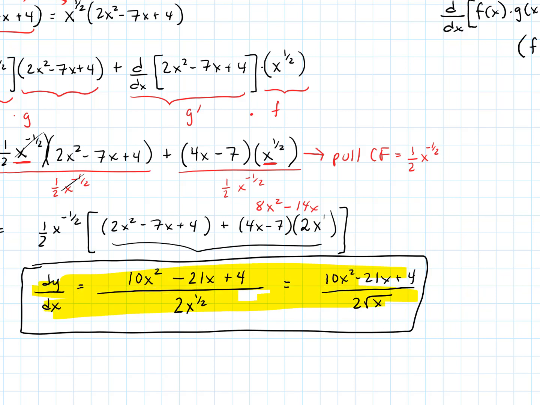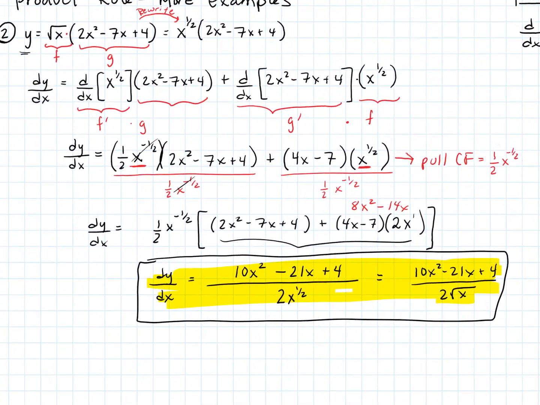Like if I wanted to know where this has a horizontal tangent, I could set it equal to 0 and look at where that polynomial in the numerator equals 0. Remember, if polynomials don't factor, we still have techniques for calculating roots. We just use quadratic formula or the square root property. Okay. So that is our derivative.